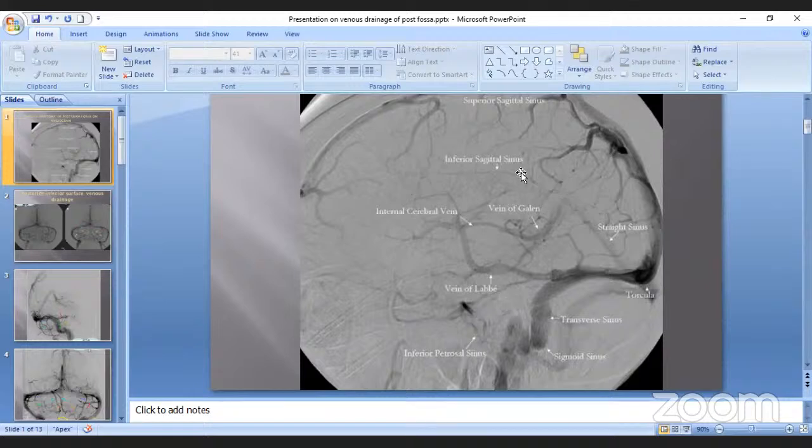Over here, the inferior sagittal sinus meets up with the vein of Galen and makes the straight sinus. This vein of Galen is anteriorly drained by the multiple mesencephalic veins and the internal cerebral veins. So this was the gross picture of the venous anatomy.